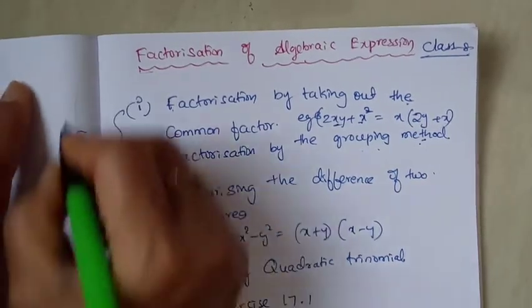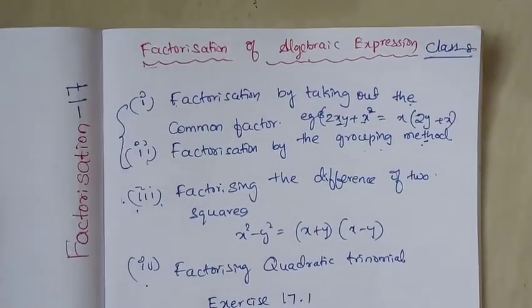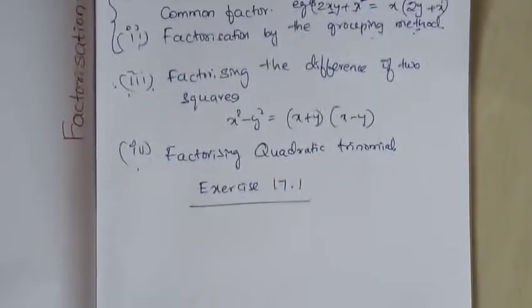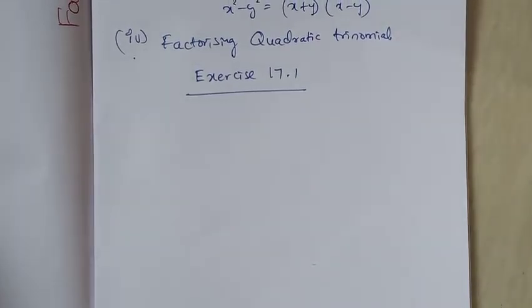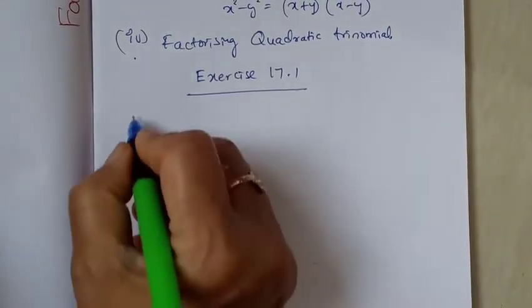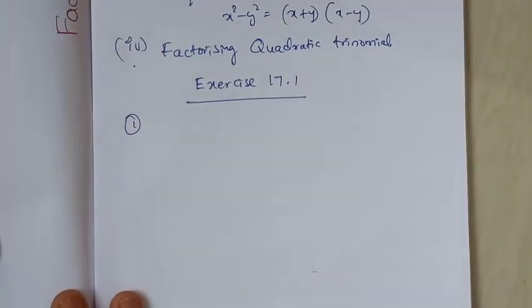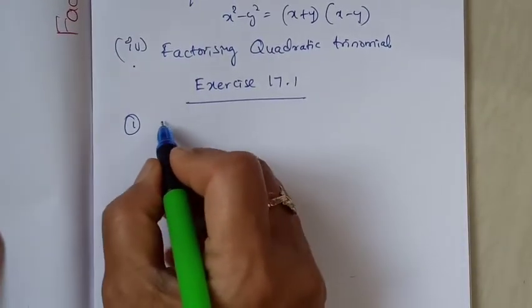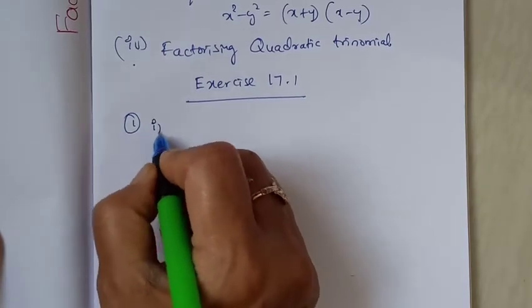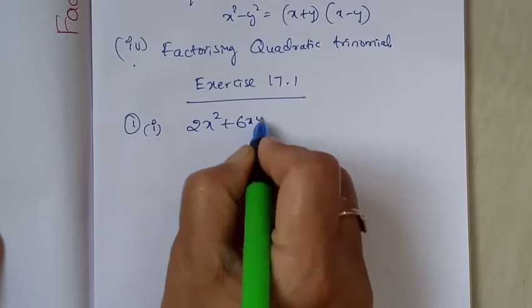Exercise 17.1, this chapter belongs to 17. We'll go directly to the 17.1 exercise without wasting much time with the examples. So the first question is, factorize the following. First question, 2x square plus 6xy.